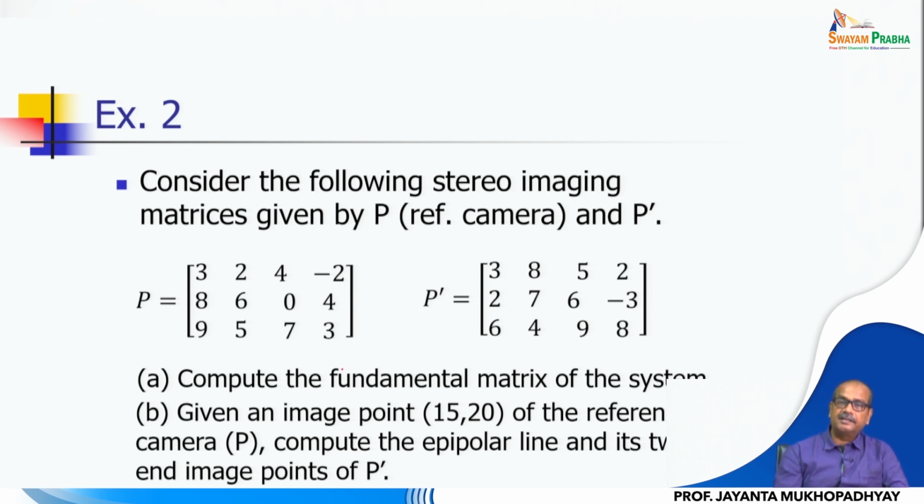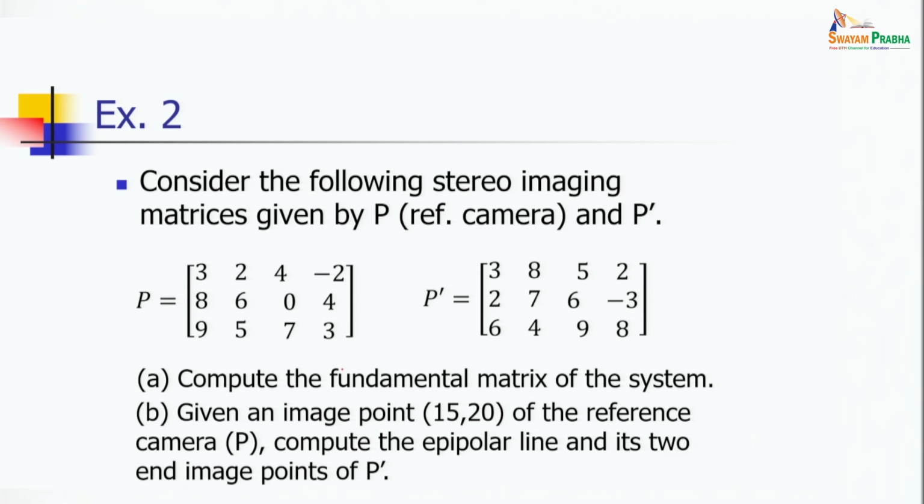Let us consider another exercise where we have the two camera matrices, and we can see that this is given a general configuration. This is not with the canonical configuration, but any general camera configuration. Further, how to compute the fundamental matrix.